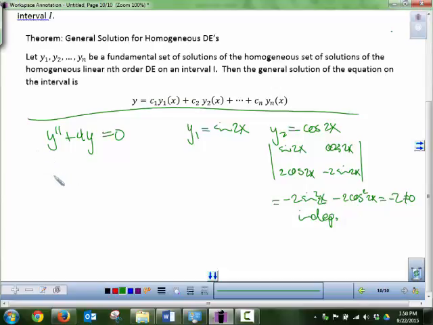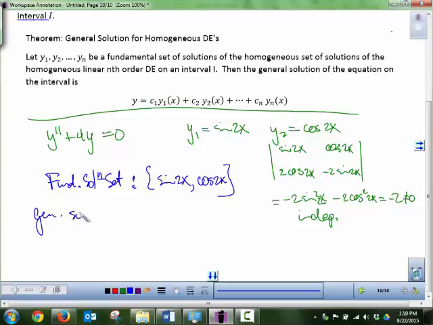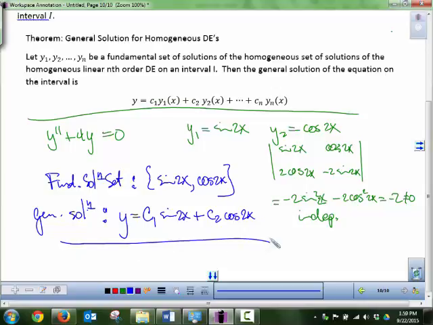So the fundamental solution set would just be listing those functions, and then your general solution is going to be C1 times sine 2x plus C2 cosine 2x. Okay?